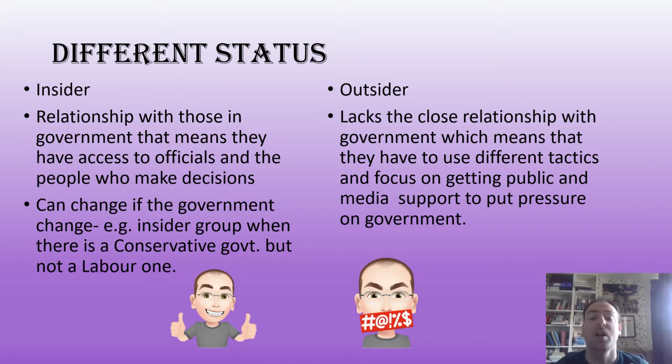publicity campaigns. So they might try a whole range of different things to try and win public opinion, and therefore use public opinion, or maybe support in the media, to put pressure on those in power to change their minds and to fit with the idea of the outsider groups. Some outsider groups become insider when the government changes, but some outsider groups are always outsider groups because they're demanding things that are outside the mainstream of political thought in the country.